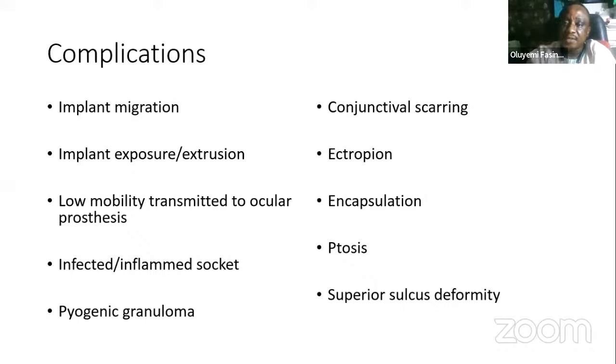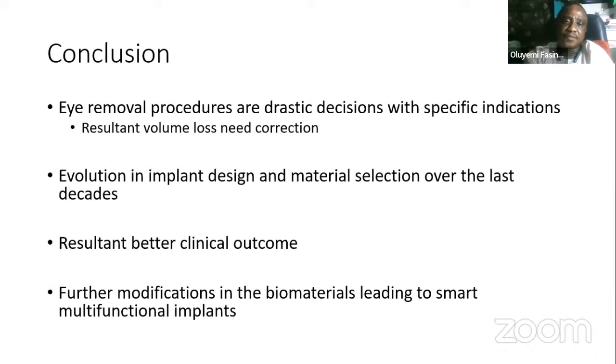Of course, if the conjunctiva is short, that could cause ectropion. If a large-sized prosthesis is fabricated by virtue of the fact that a small-sized implant is used, it can form a weight and cause lower lid ectropion. Encapsulation can occur, ptosis can occur, superior sulcus deformity, and so on and so forth.